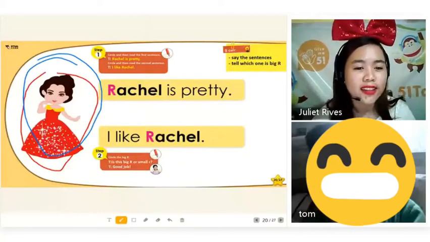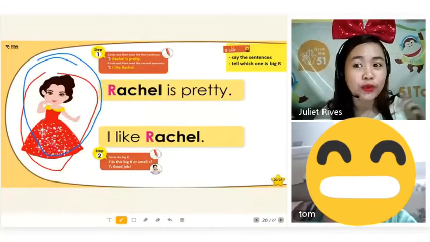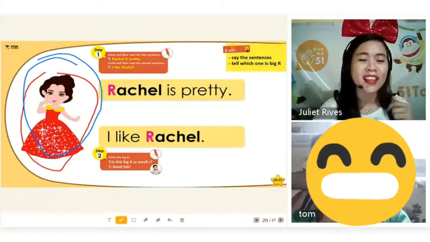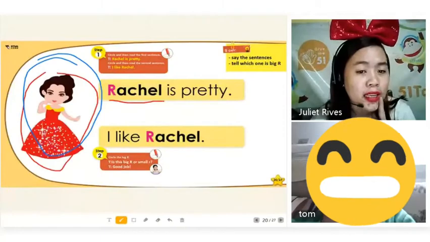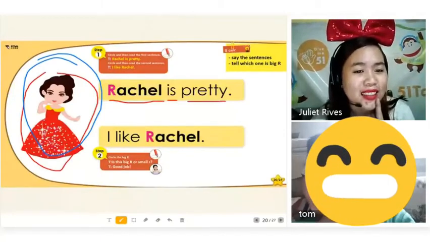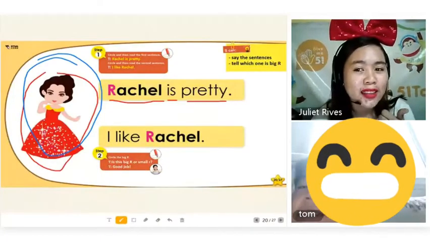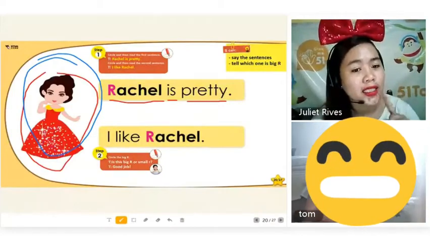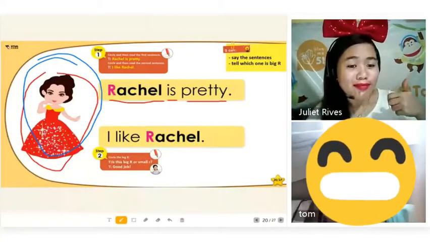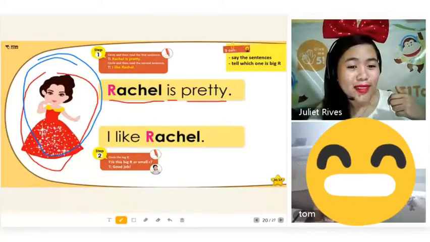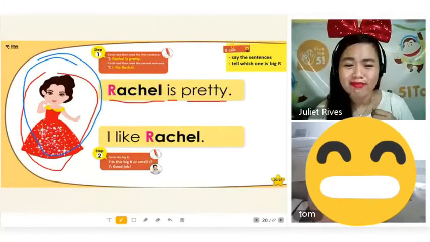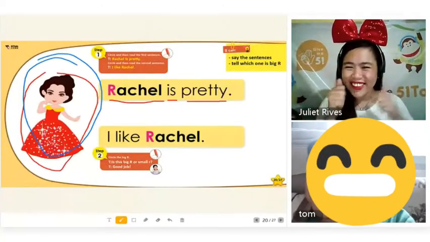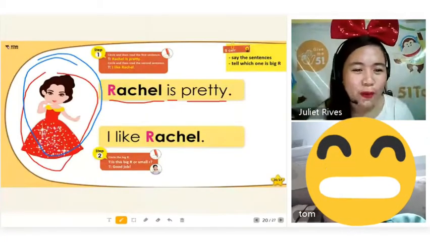Rachel. All right, I will read it first, okay, Tom? Okay. Rachel is pretty. Now, can you read it again? Rachel is pretty. I like Rachel. You are a fast reader. Good job, Tom.